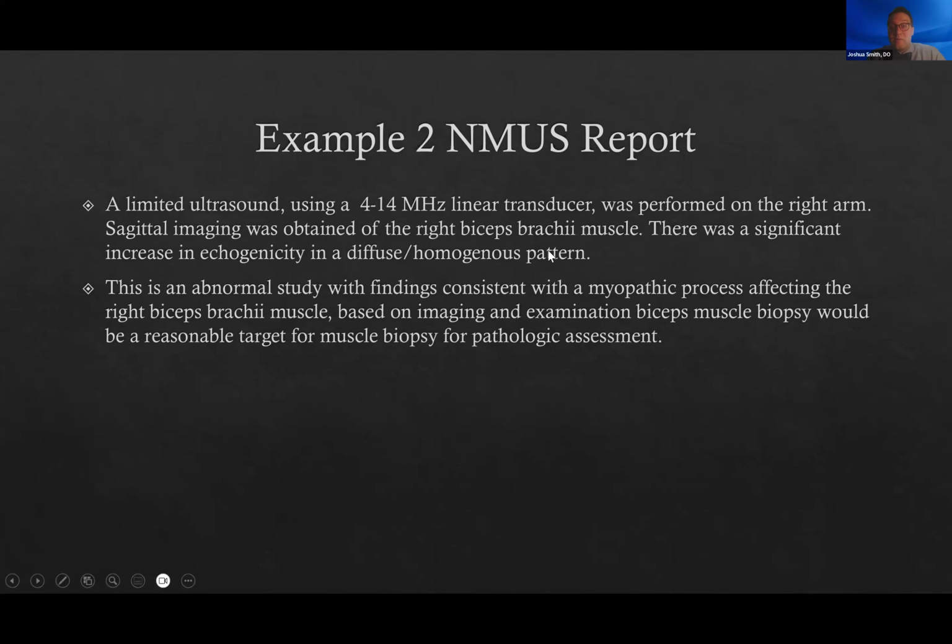Lateral imaging was obtained of the right biceps brachii muscle. And then I'd say there was significantly increased echogenicity in a diffuse or homogeneous pattern. See, this is an abnormal study. Findings consistent with a myopathic process affecting the right biceps brachii muscle. Based on imaging examination, biceps muscle biopsy would be a reasonable target for muscle biopsy for pathologic assessment.